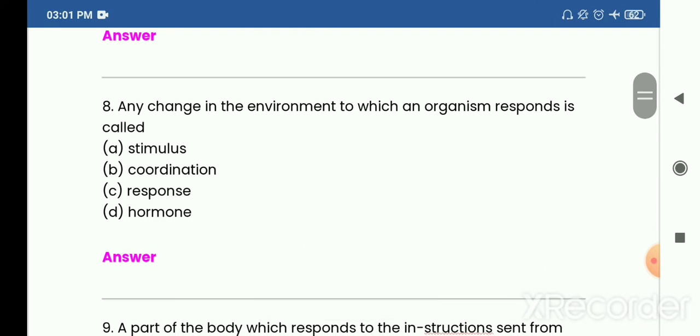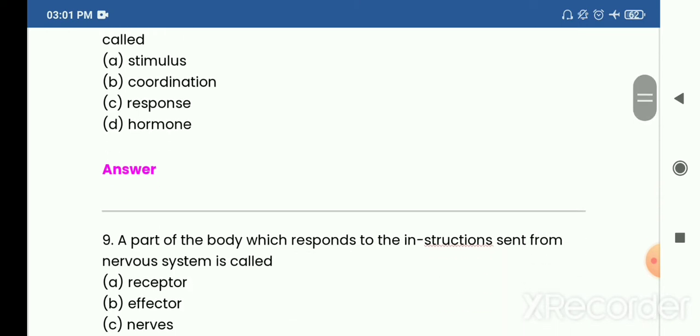Next, question number 8. Any change in the environment to which an organism responds is called stimulus, coordination, response, or hormone. Try to understand the question: any change in the environment to which an organism responds. Stimulus is the correct answer, because the organism responds to the environment. This thing is called a stimulus. So the correct answer is option A. Question number 8, option A is the correct answer.